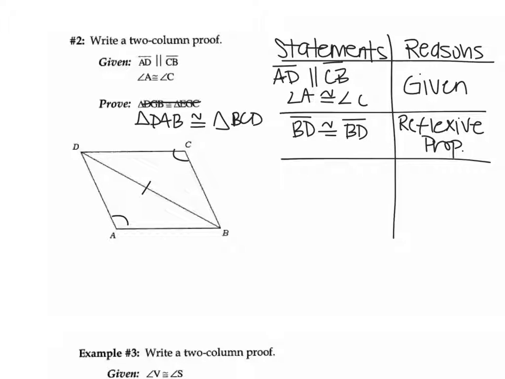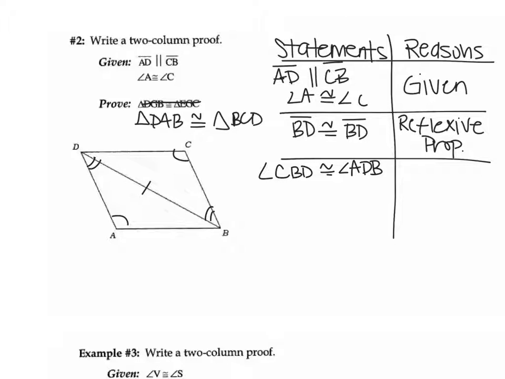If I know AD is parallel to CB, I can think of my segment BD as the transversal, two parallel lines cut by a transversal, which means I can use those angle relationships to show that two angles are congruent. And I'm going to say that angle CBD is congruent to angle ADB. Let's go ahead and identify those angles. So CBD is congruent to angle ADB.